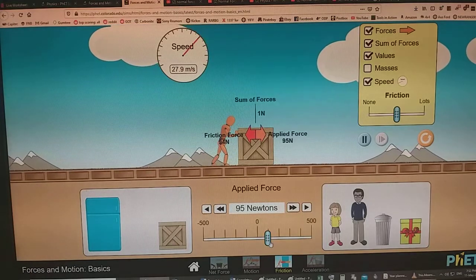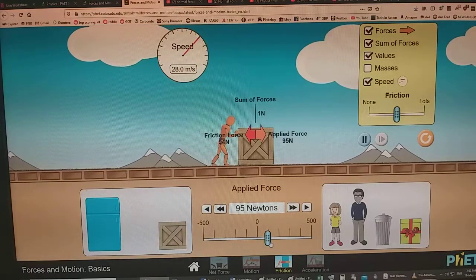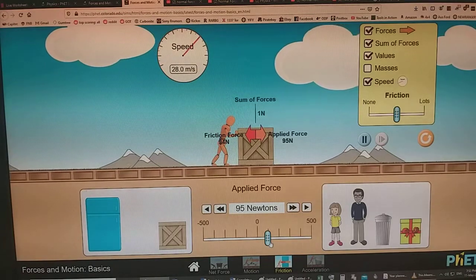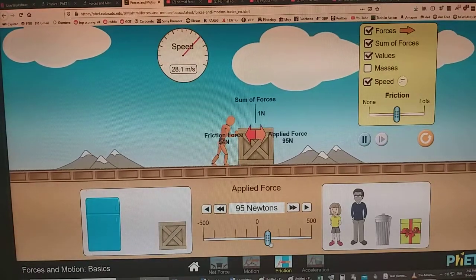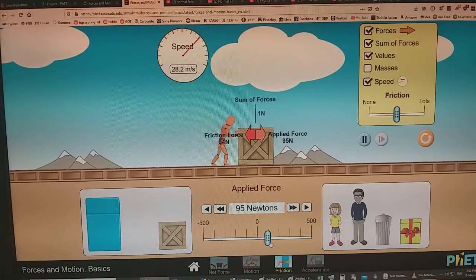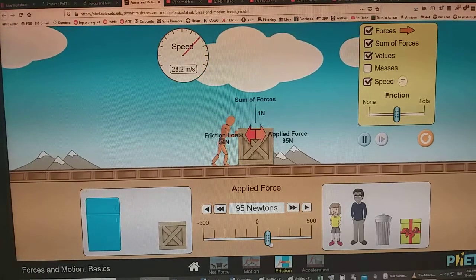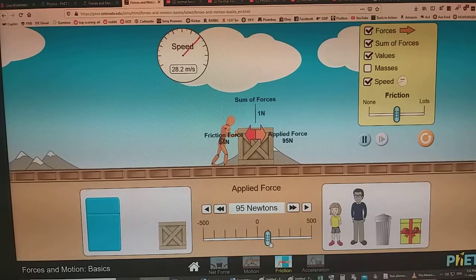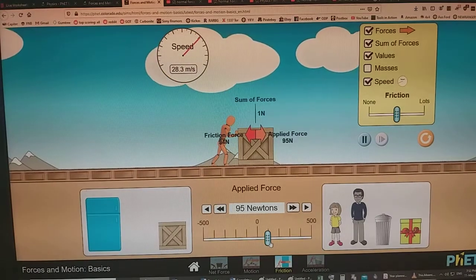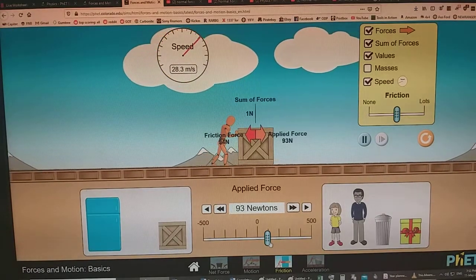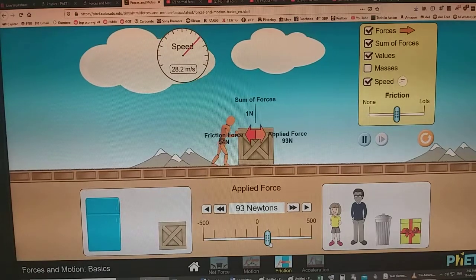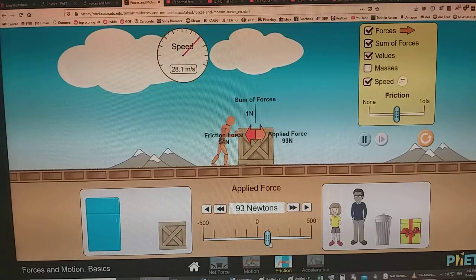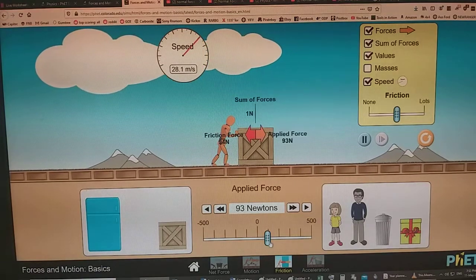So either the object will stay stationary if it was stationary to begin with and the forces balance out, or if the forces balance out and it was already in motion, it would keep moving, but it would move at a constant velocity. In other words, it wouldn't accelerate. The acceleration is zero. If your acceleration is zero, it means you're going the same speed every second. You're not going faster or slower every single second. So two parts to Newton's first law.